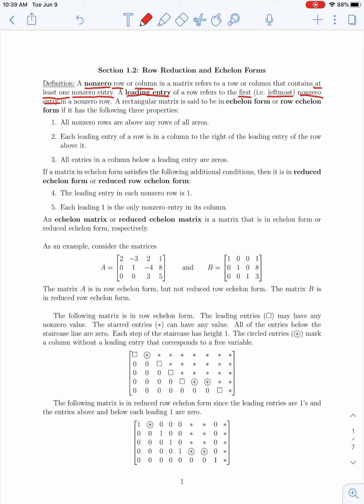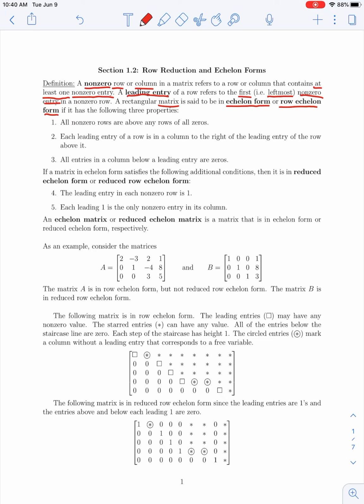Now, a couple of forms for matrices that we're going to be considering throughout this section are the so-called echelon forms. We would say that a matrix is in echelon form, or sometimes called row echelon form, if it has the following three properties. The first property is that all non-zero rows are above any rows of all zeros. If all the non-zero rows appear above the rows consisting of all zeros, that is the first property for echelon form.